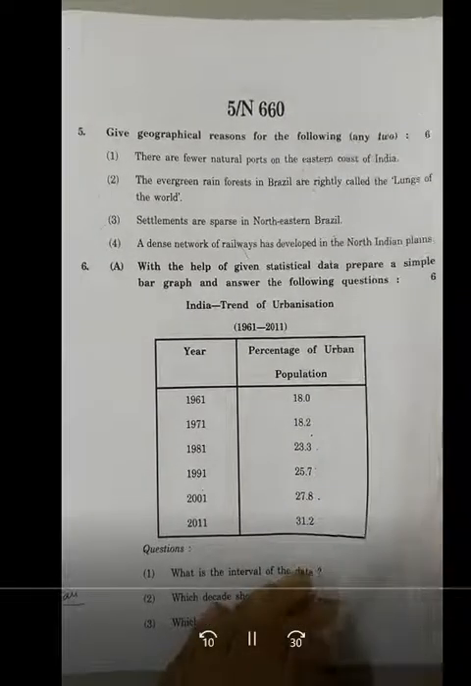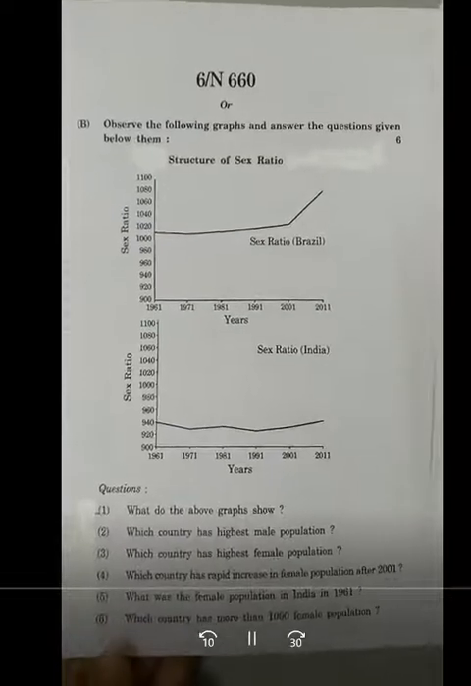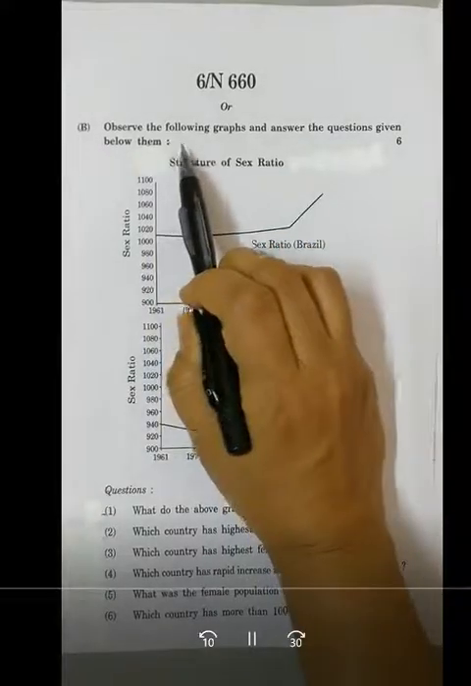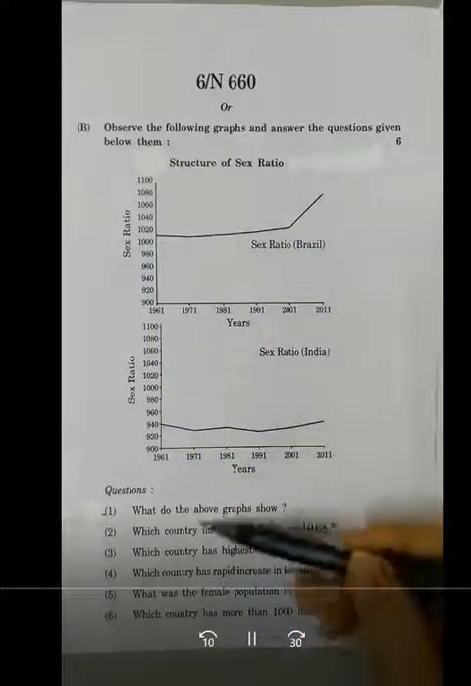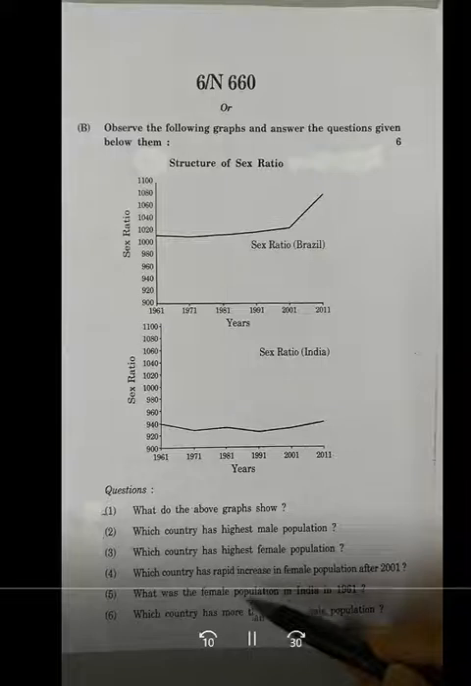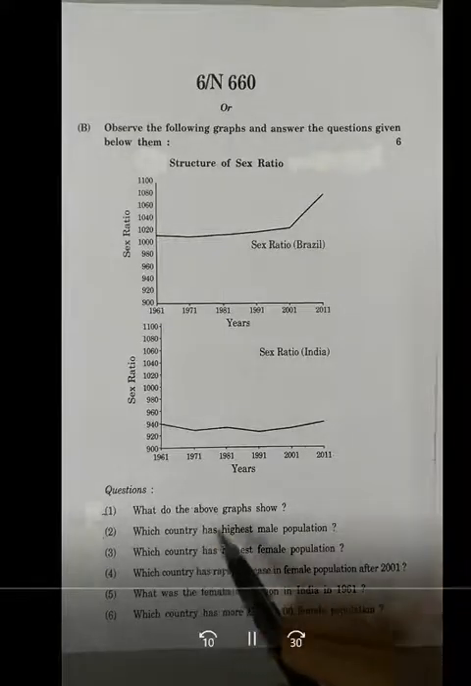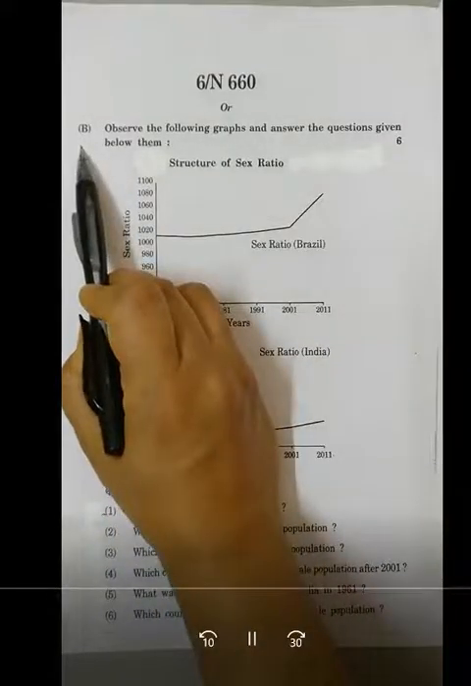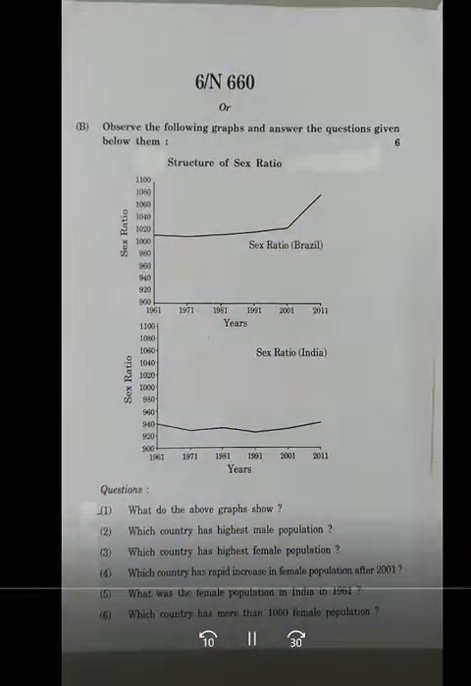Okay? And your question number 6B. Let us observe question number 6B. Observe the following graph and answer the questions given below. This is your graph. You have 6 questions. What you have to do is observe the graph and answer all the 6 questions. You will have 1 mark for 1 question. This is how you will have 6 marks. If you answer 6 questions correctly, you will get all the 6 marks. Today, we are going to understand question number 6B, that is your graph reading.